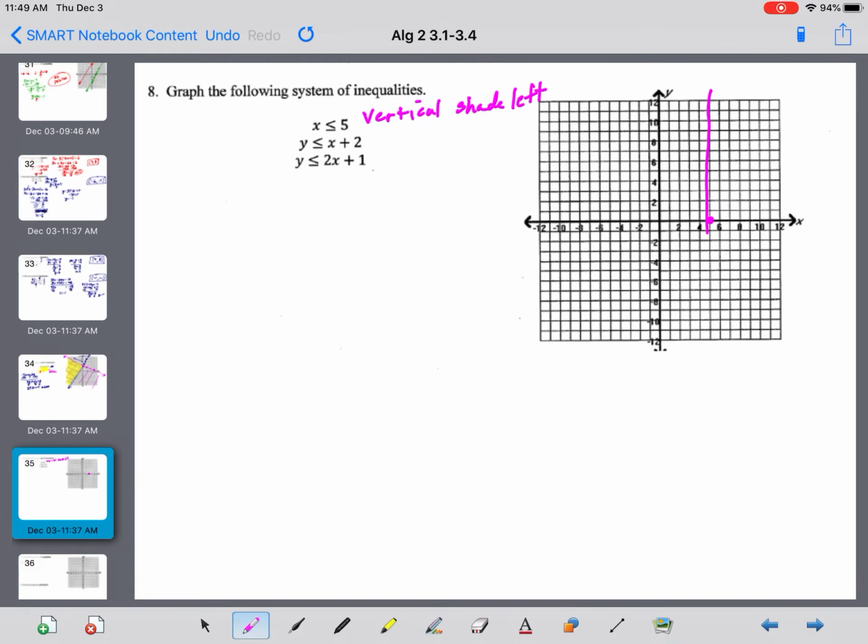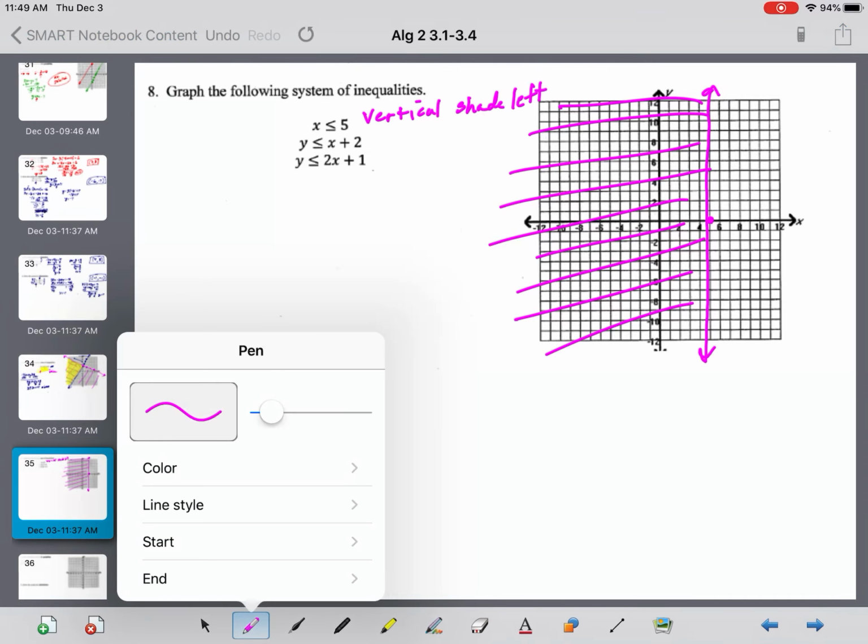It is solid. Everything's solid because I see equal to bars, so don't have to worry about dashing up any lines on Dasher, on Dancer, on Prancer, on Vixen. And I'm going to shade left because it does say less than. So I'm shading all this stuff to the left side of that vertical line.